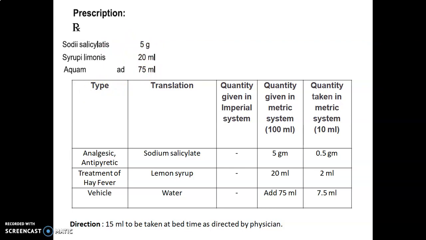First of all we have type, that is the category, use or role of the ingredient. Translation means the name of the ingredient. Quantity given in the imperial system is not given over here, as we have the formula given directly in the metric system. It's not given in Latin terminology. Then the quantity given in the metric system for preparing 100 ml, and the quantity taken in the metric system to prepare 10 ml. First of all we have sodium salicylate, which is used as analgesic and antipyretic. Quantity given in the metric system for preparing 100 ml is 5 gram. Taken quantity should be 0.5 gram. This quantity is calculated with the help of the factor.